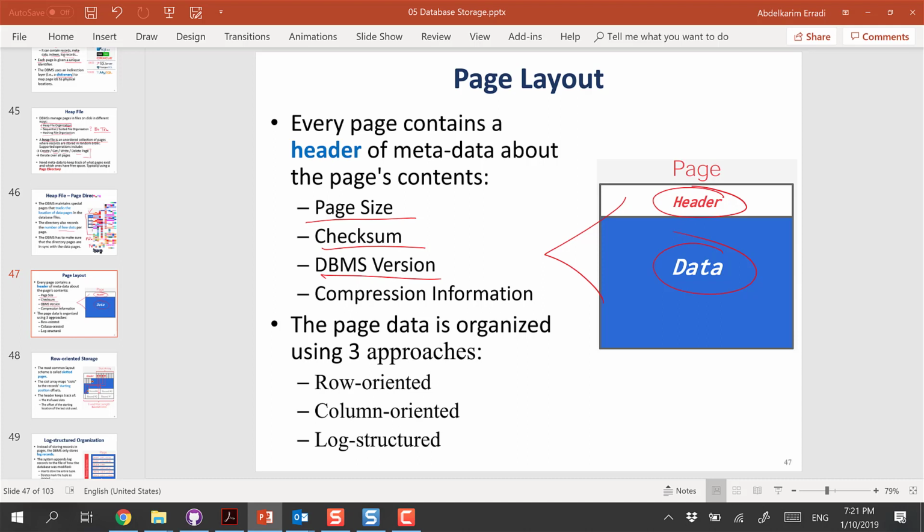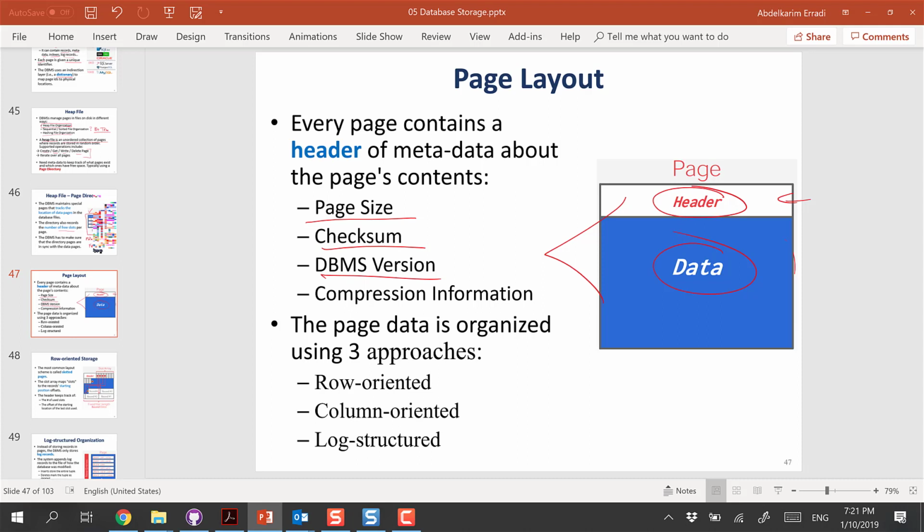I might also store the DBMS version. So it has a lot of metadata. Among it is this: if I'm compressing some of the data stored here, the compression algorithm and the compression details are stored in the header. So the header has some metadata about the data that is stored here. Now, inside this data, this is the most important part. What am I storing in this data, typically? The records. Thank you, the records.